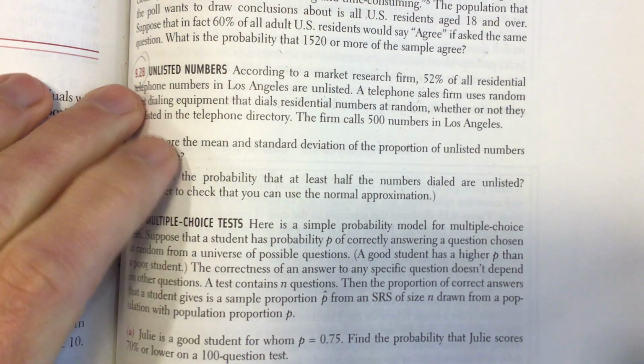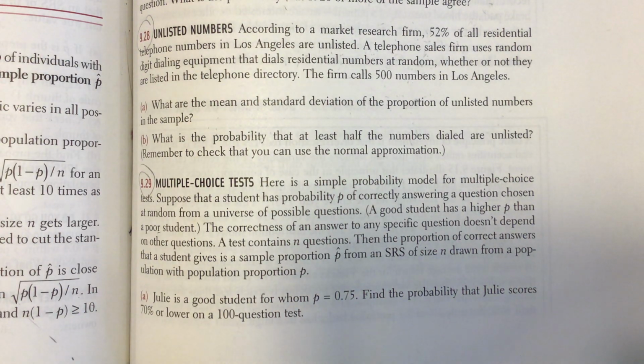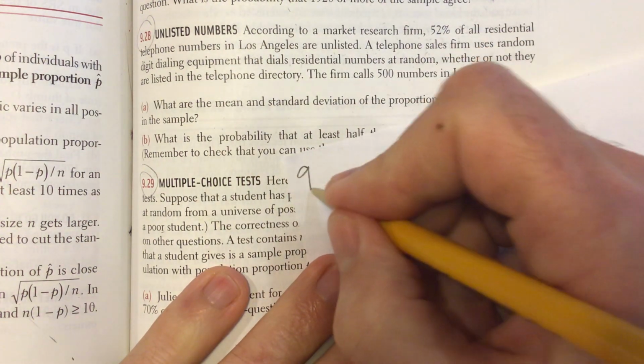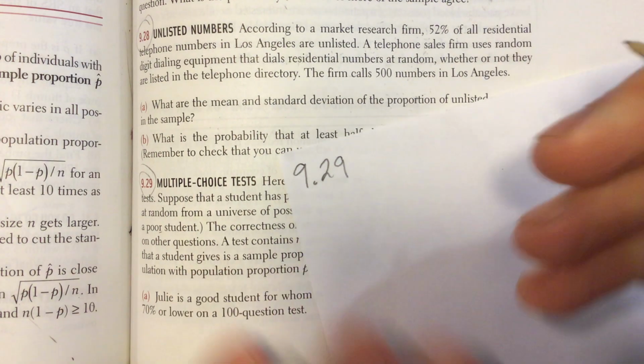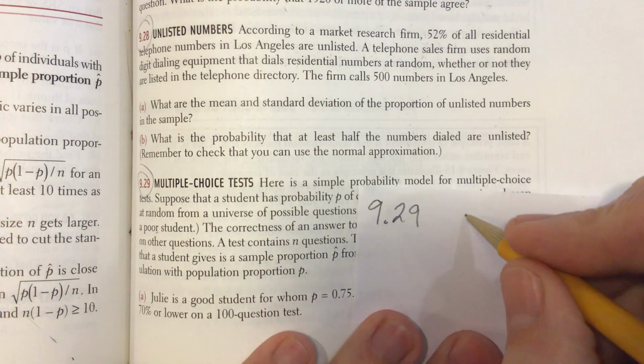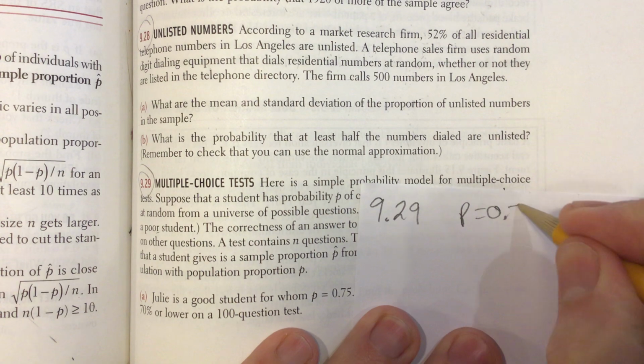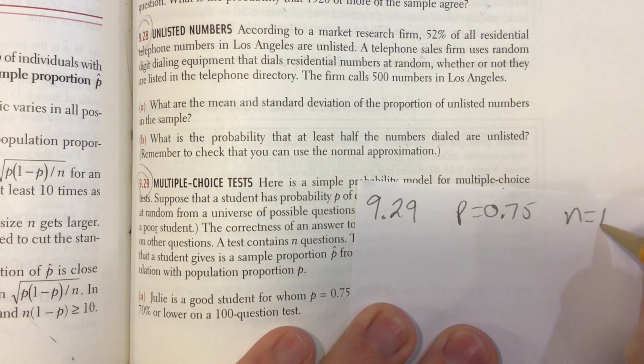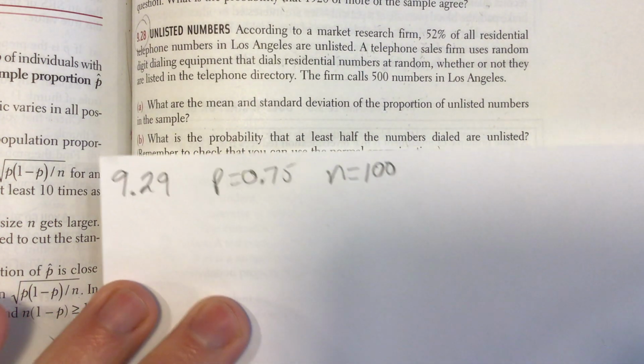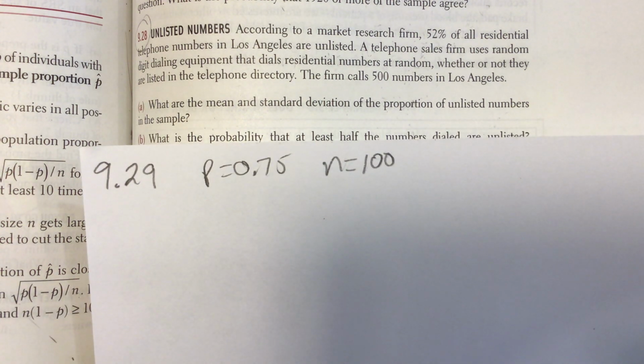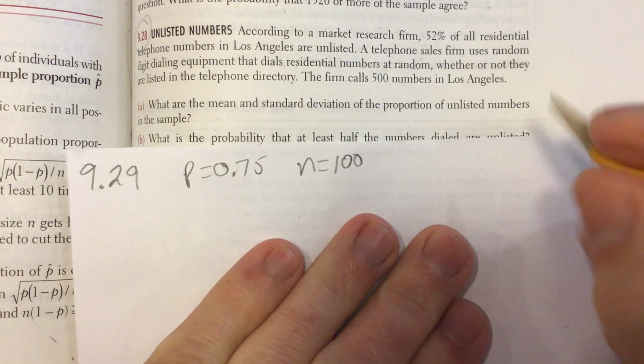All right, question A. Julie is a good student for whom p is 0.75. Find the probability that Julie scores 70% or lower on a 100-question test. So we're given p. We're given n. So again, they're going to want you to use the normal approximation, so let's go down that road, shall we?